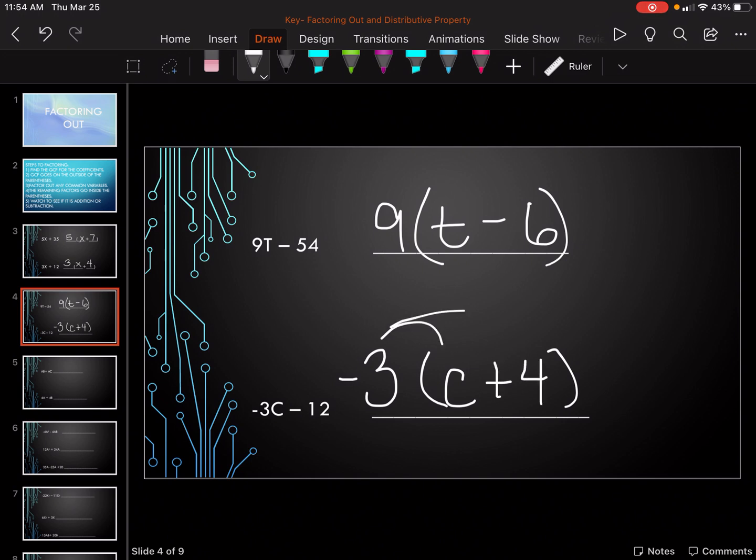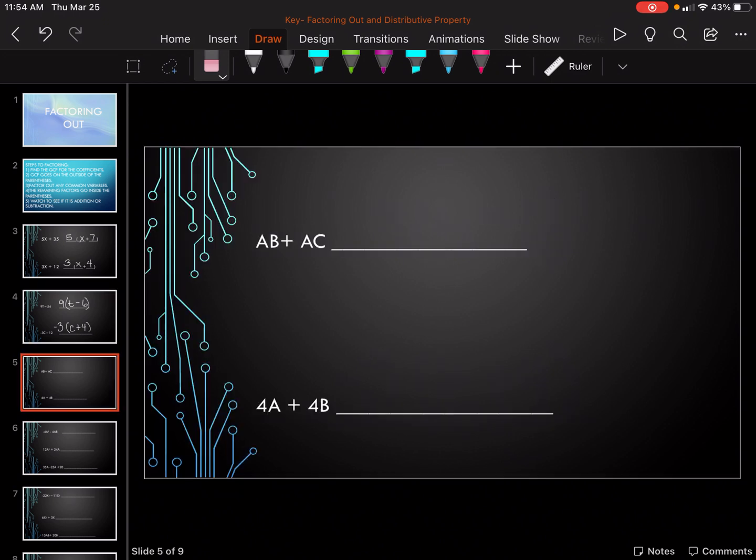So let's double check it. I'm going to erase this and make it a little neater with my parentheses. Negative 3 times c is negative 3c. Negative 3 times 4 would be negative 12. Okay, do you see that? Watch those negatives, okay? If they're both negative, factor out the negative. Let's try the next one.